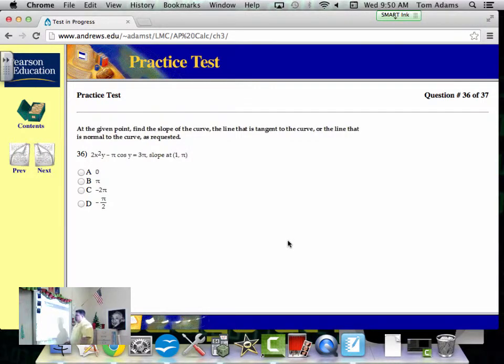All right, so this one says, at a given point, find the slope of the curve, the line that is tangent to the curve, or the line that is normal to the curve as requested. Oh, you've got to find the slope of the curve. Slope at 1, comma pi. All right, so we just have to find the slope at this point.